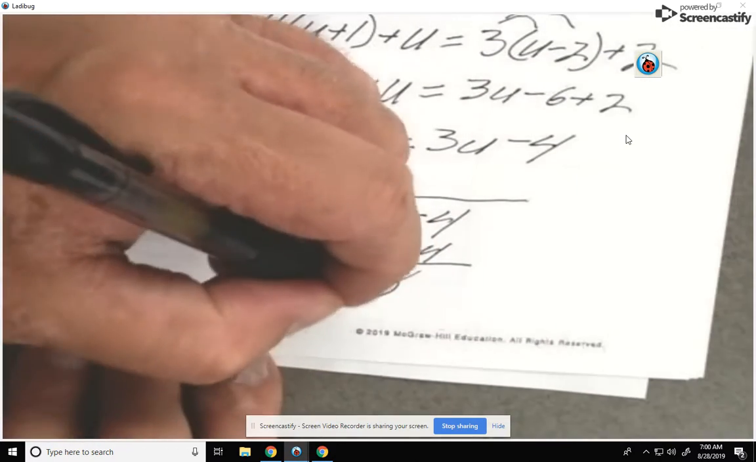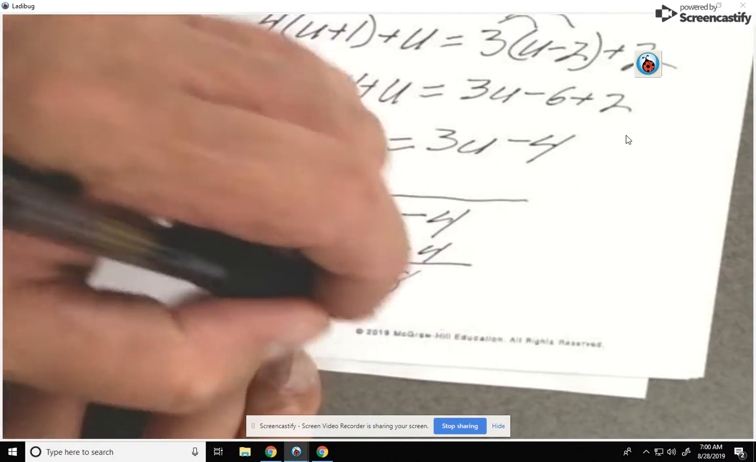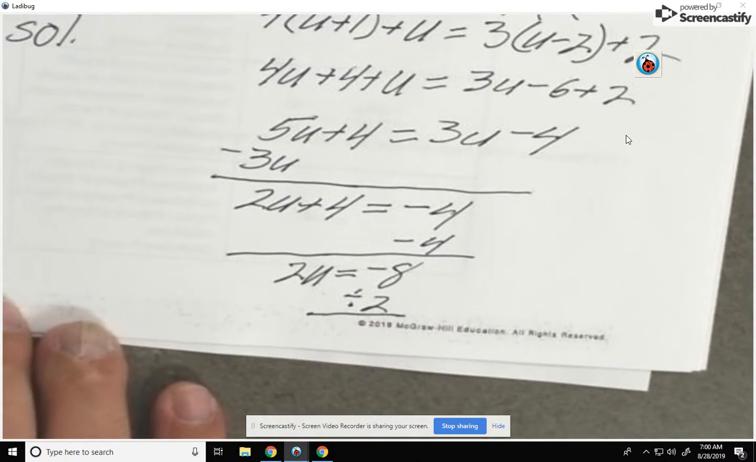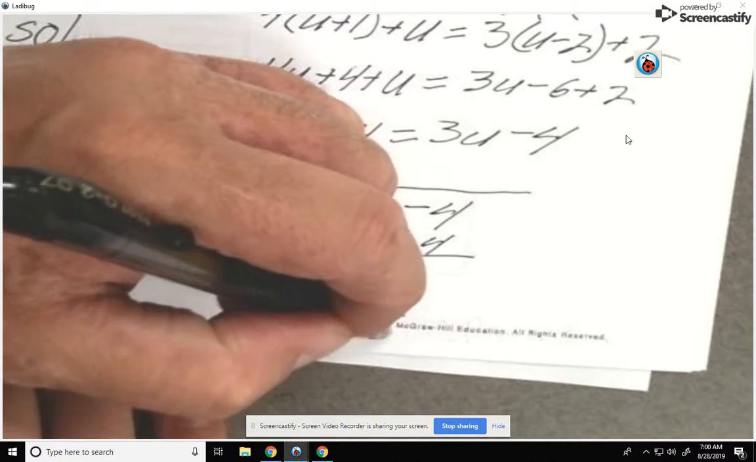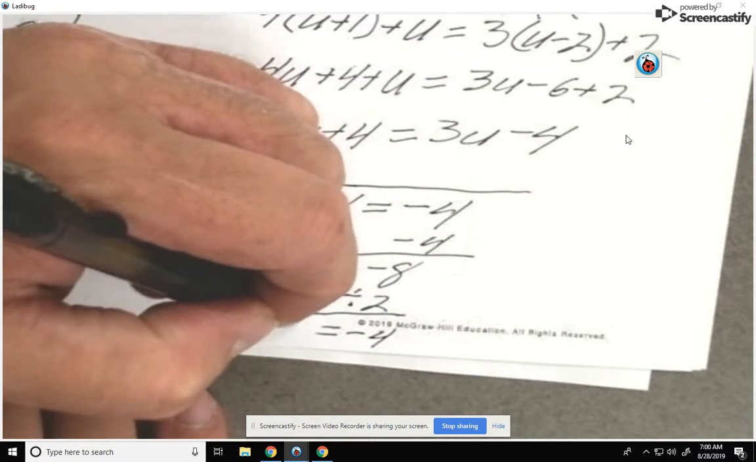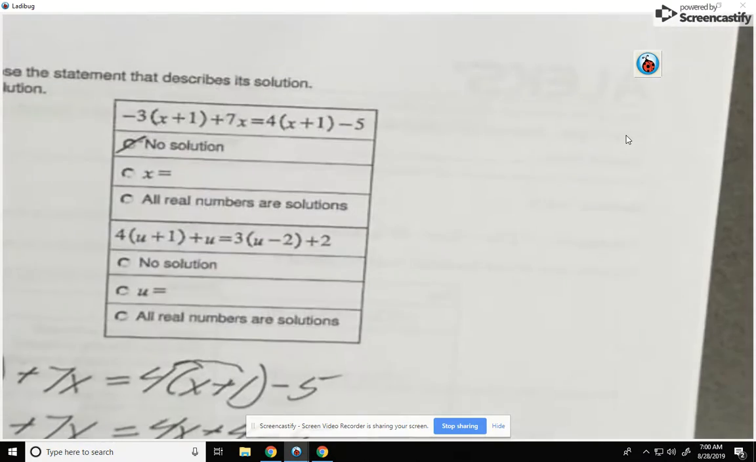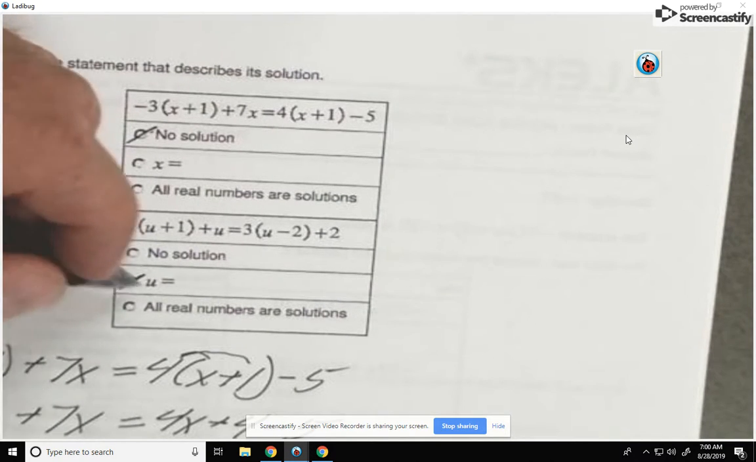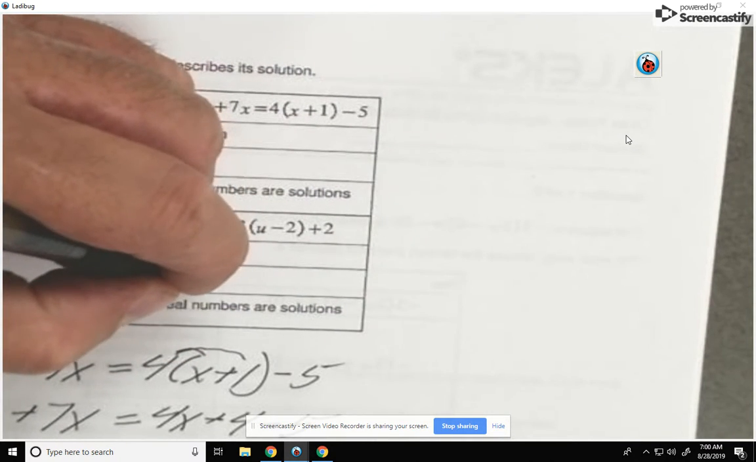And then finally, since I've got a 2 on my u, I divide through by it. Negative 8 divided by 2 will give me negative 4 equals u. So up here I'd have a solution of u equals negative 4.